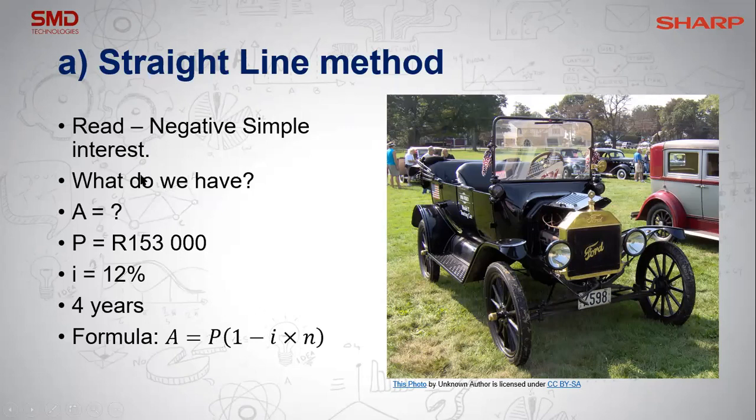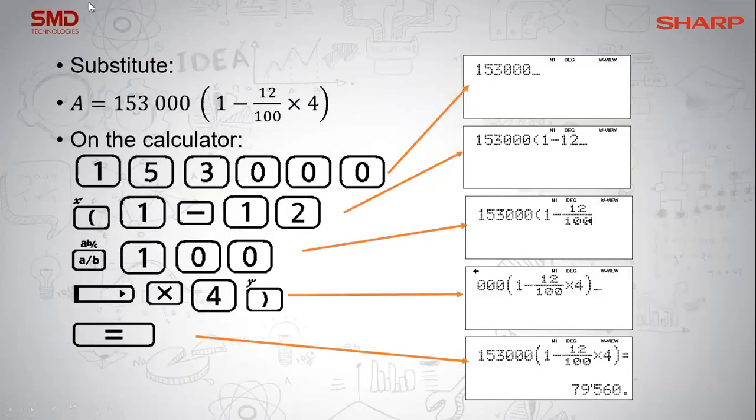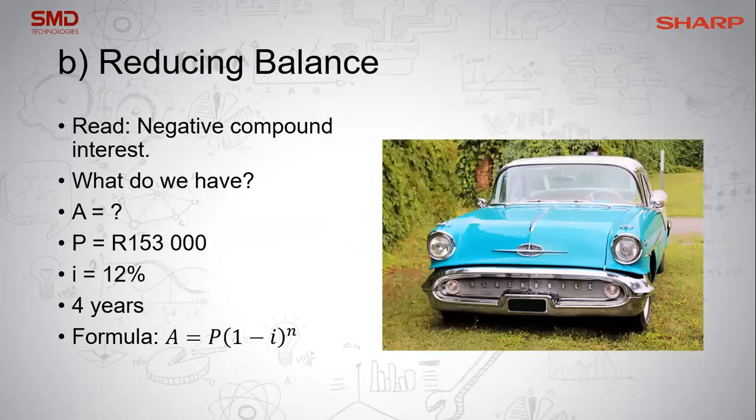Okay, and so what do we have? We need to know how much Joe's car will be worth after 4 years. So that is our A. We know that he bought it for 153,000 Rand. It is 12% and over 4 years. So we just substitute those values into the calculator. And again, it's just a matter of step-by-step typing it in. And so Joe's car on the simple reducing balance rate will be worth 79,560 Rand.